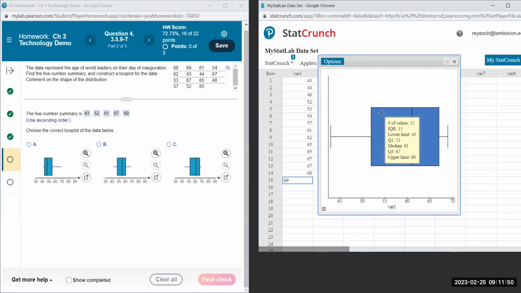Now the overall spread from 43 to 69, that's like a 26-year difference from the youngest to the oldest. But in terms of the typical ages, it's a lot less. The lower limit is the min, 43.